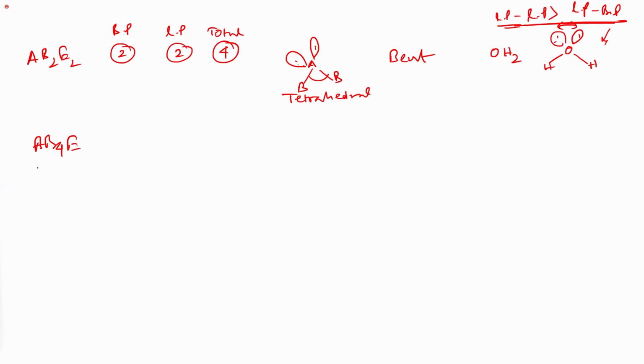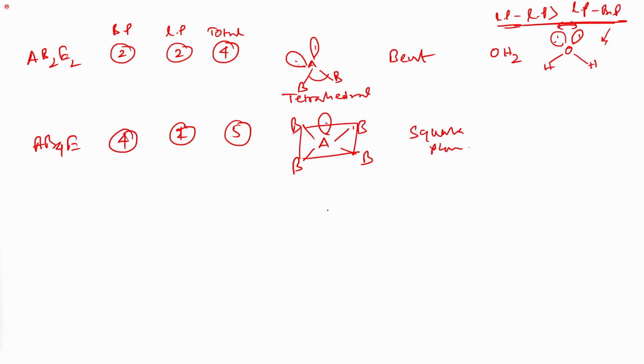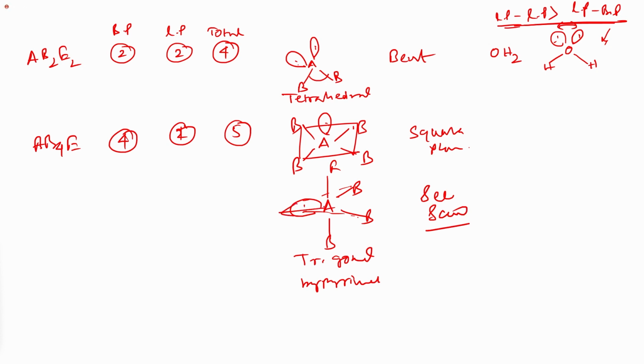So another thing, if you see AB4E. So bonded electron pair equal to 4, lone pair equal to 1, so total equal to 5. Okay. So the structure will be like that. Lone pair. So the structure is square pyramidal, or if you eliminate the lone pair, then it is square planar. Another also, the structure will be, so the structure will be, this is a trigonal bipyramidal structure, this is a trigonal bipyramidal structure, but it is a seesaw structure. When this lone pair will be in plane, then it is a seesaw structure.